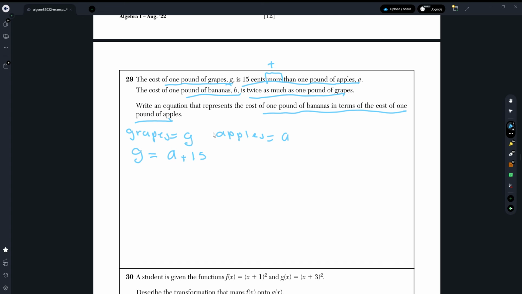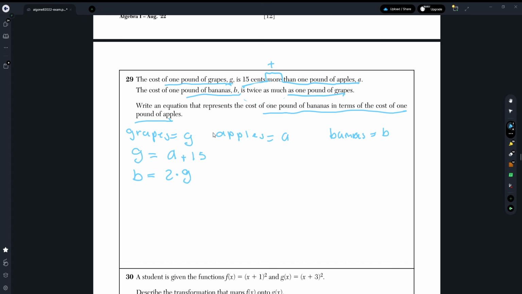Next, the cost of 1 pound of bananas, so I'm going to have bananas equals B, right, is twice as much as 1 pound of grapes. So if you see twice as much, you know that you're multiplying by 2. Right? So if it's twice as much as 1 pound of grapes, we know that B is equal to 2 times G, right? And it's asking, write an equation that represents the cost of 1 pound of bananas and the cost of 1 pound of apples, right?